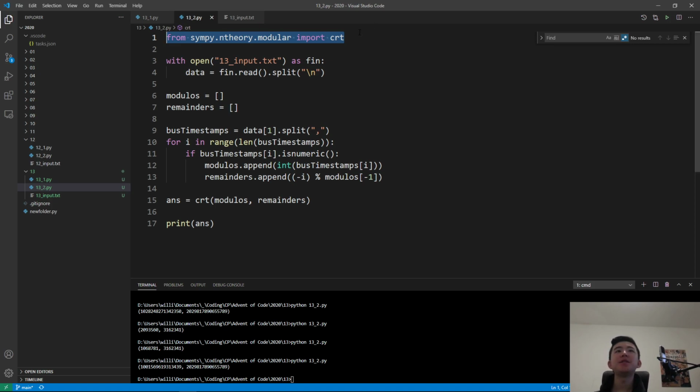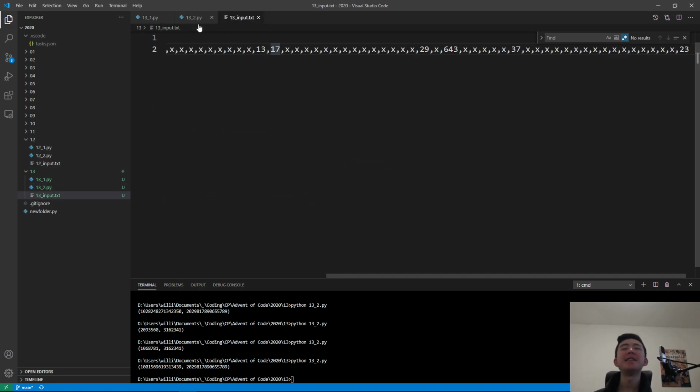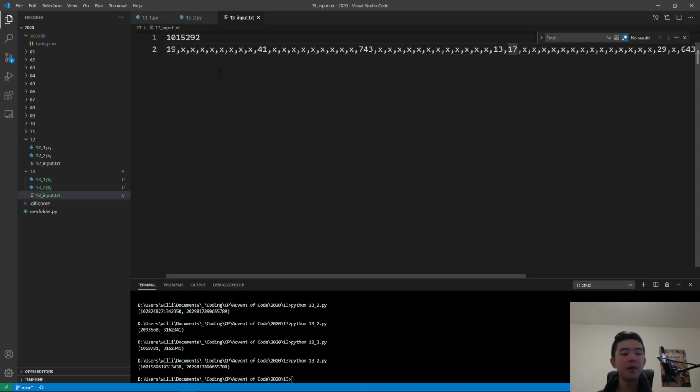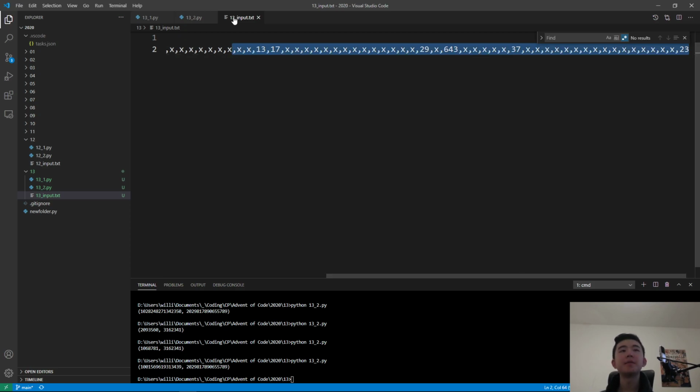So we just import the Chinese remainder theorem, call it on our input, and then print the answer. And I suppose what I should contribute to this is to actually explain how to parse the input. So why don't we do that?